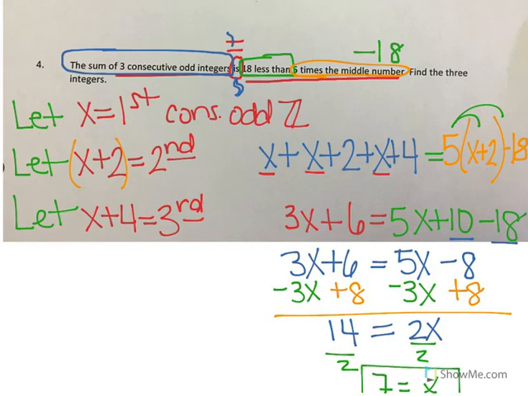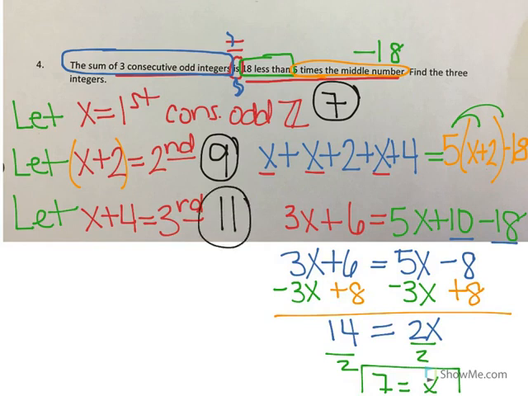Since they want us to find all 3 integers, if I know that my first integer is 7, then my next odd integer, 7 plus 2, will give me 9. And my final odd integer, 7 plus 4, will give me 11. So my 3 consecutive odd integers are 7, 9, and 11.